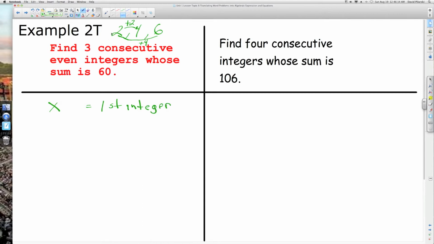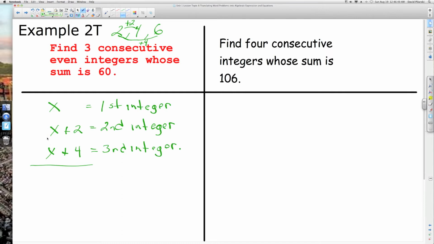The second integer, always we add 2. Well, the second even integer, we add 2 to the first integer. And that would be our second consecutive even integer. Thirdly, we have x plus 4, the first integer plus 4, the first even integer specifically. And we have to find their sum, so we have to add these 3 algebraic expressions up.